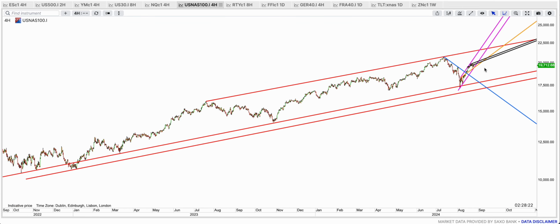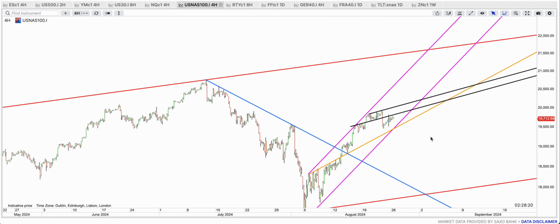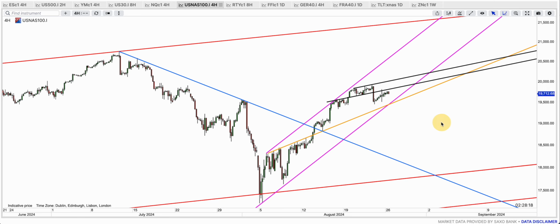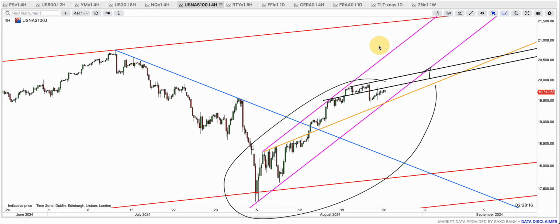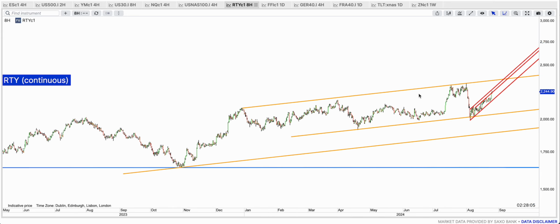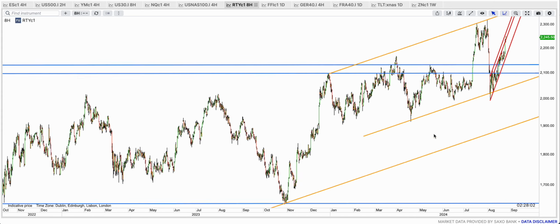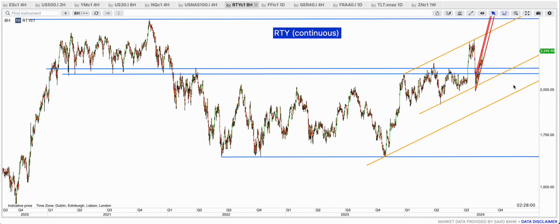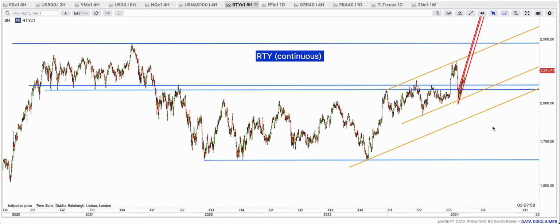I think I have removed the green one on this one, but it's there on the NASDAQ continuous futures chart. This purple channel is very much the one to watch, and I think it will hold. Fingers crossed, at least. This is Russell 2000, which is the small caps. Okay, this is a very interesting one.